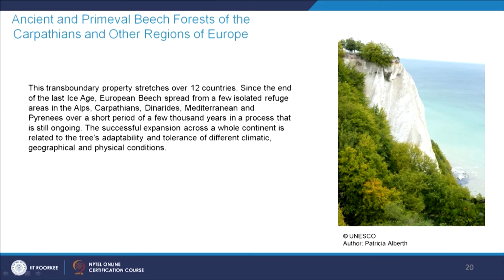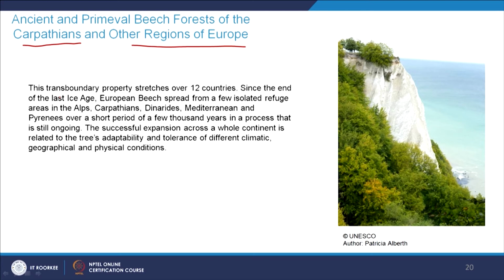And now it's not just about a particular space, but about a context spread over almost a region of Europe, a cross-boundary evidence, or we can call it transboundary properties, which spread across 12 countries. The heritage is not limited to only a country or a particular state, but can stretch almost through the continent. One of the good examples I would like to bring to your attention is the ancient and primeval beech forests of the Carpathians and other regions of Europe. Basically, this stretches across about 12 countries within Europe and the Soviet Union countries as well.